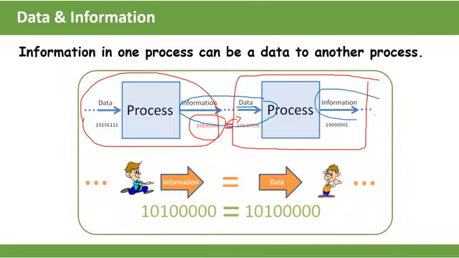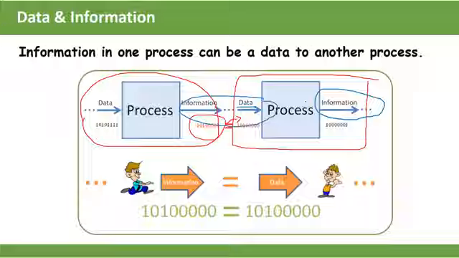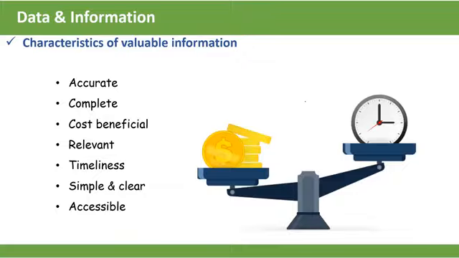Then she can produce the class mark sheet, or who is first in the class and second in the class, and we can make decisions. Here also you can see this conversion process. That's regarding data and information, and regarding this concept, information in one process can be data to another process. Right, let's go to another part.